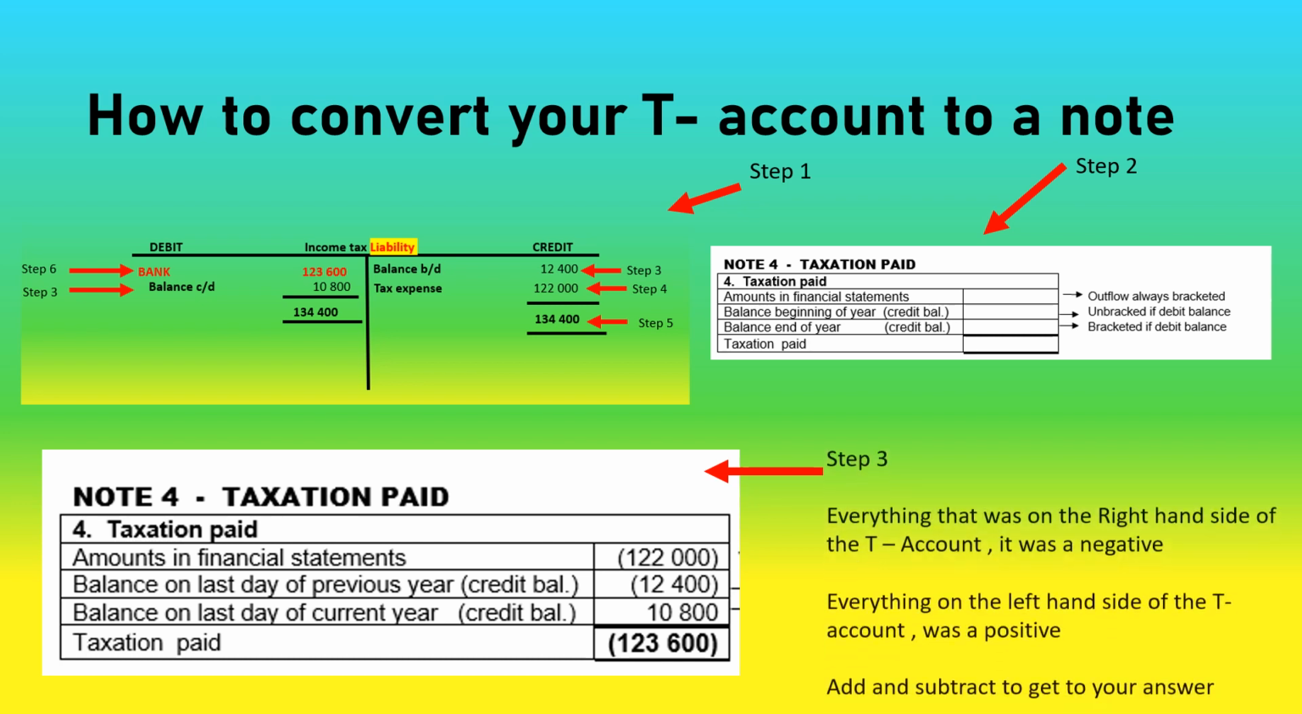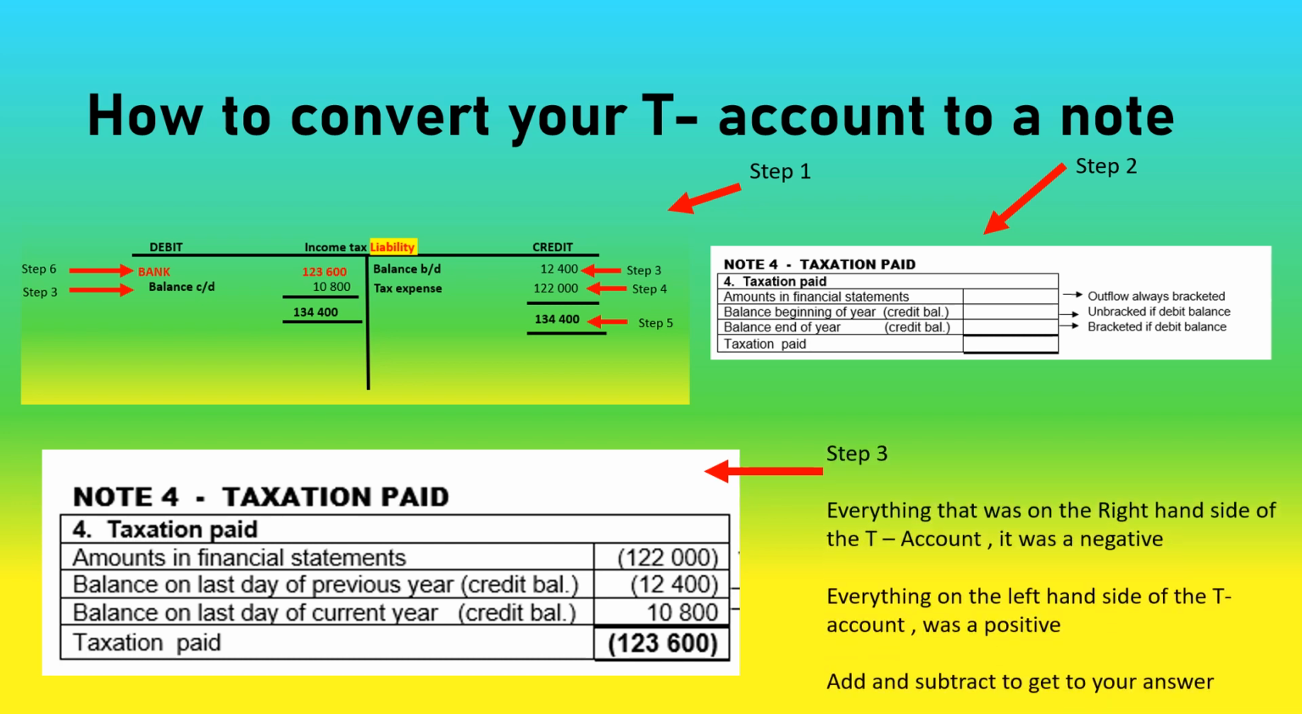Step number 3, which is the cool trick. If you notice, everything on the credit side of my T account is in the same direction. So you'll see 122,000 and 12,400 are both on the credit side of my T account. You'd put them in the same direction in your note.